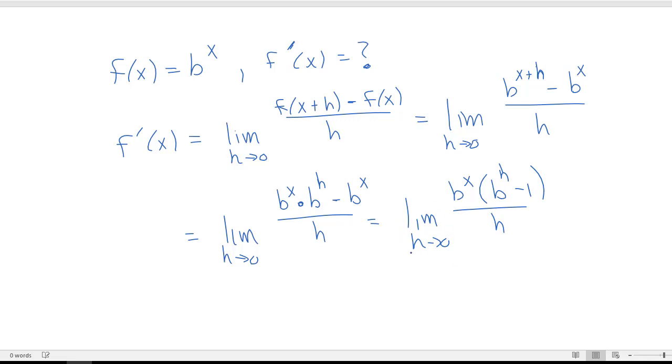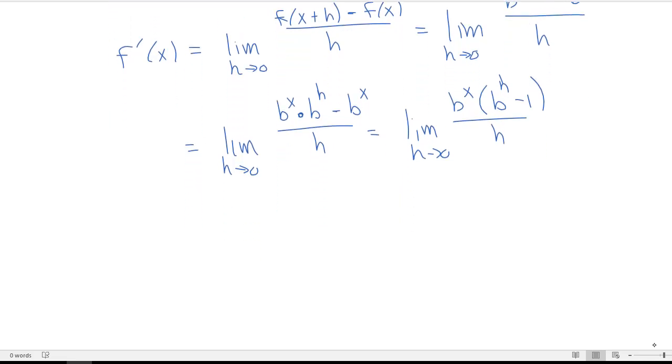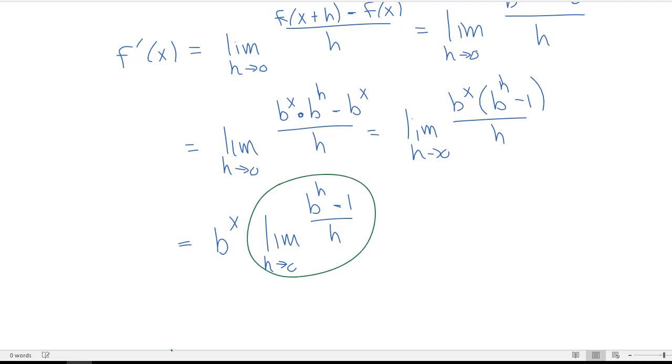Now, in terms of this limit process, the limit is only evaluating the h expression. So the b to the x has nothing to do with the h variable here. So I'm going to pull that out of the limit process. b to the x, times the limit of b to the h minus 1 all over h as h goes to 0. So the question at this point is, what does this limit equal? First of all, we can't evaluate that limit using any algebraic techniques, at least not anything we've talked about up to this point.